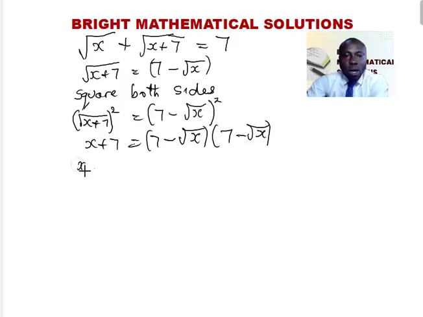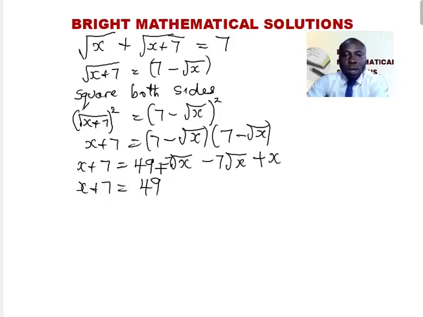So from here, x plus 7 equals, let us open this bracket, 7 multiplied by 7, that's 49. 7 multiplied by minus root x, that is minus 7 root x. So minus root x multiplied by 7, that is minus 7 root x. Minus root x multiplied by minus root x, that gives us plus x. So x plus 7 equals 49 minus 7 root x minus 7 root x, that gives us minus 14 root x and plus x. So let us collect the like terms.